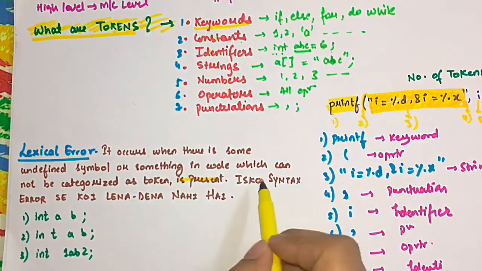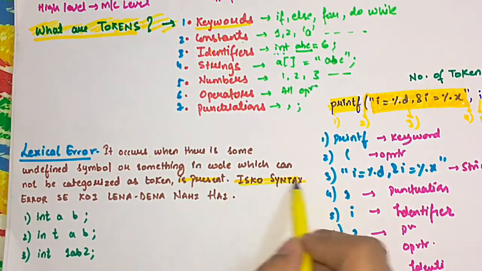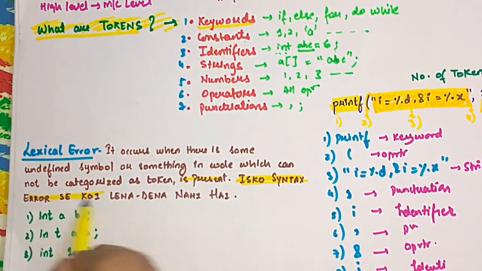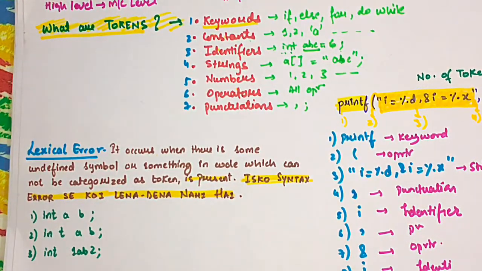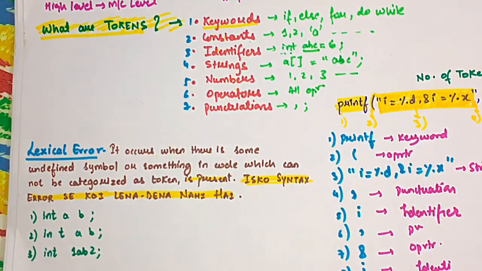Now this statement, that it has nothing to do with syntax error, means it doesn't mean that if a code has syntax error then it will definitely have lexical error. They are totally independent. It is totally possible that if a code has lexical error, then it may or may not have syntax error, and vice versa. So now you can see three statements or three declarations which I have written. Now you have to tell me which will have which kind of error, lexical error or syntax error.